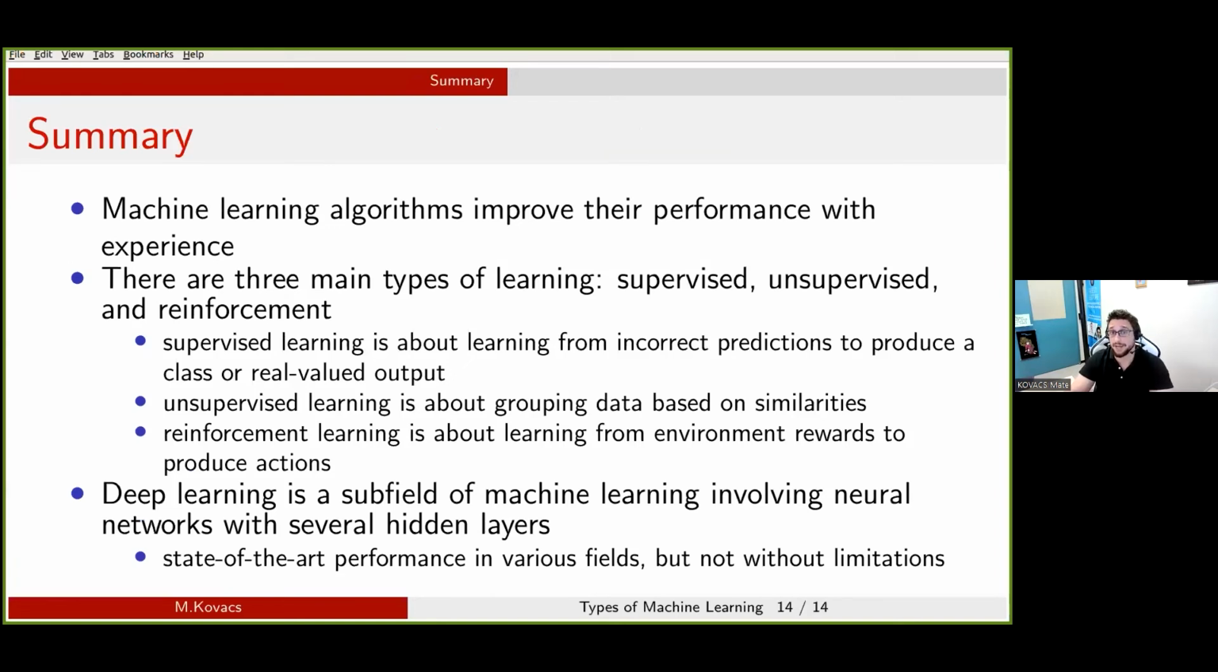Now, just to summarize today's lecture, machine learning algorithms improve their performance with experience that usually comes from historical data. There are three main types of machine learning. Supervised learning is when we have labeled data and we are trying to learn from input-output pairs. Unsupervised learning is when we are trying to group unlabeled data into meaningful clusters according to some similarity criteria. And reinforcement learning is when we are trying to make the most optimal actions in a given environment to maximize a reward. Now, deep learning is a subfield of machine learning concerned with neural networks with multiple hidden layers.